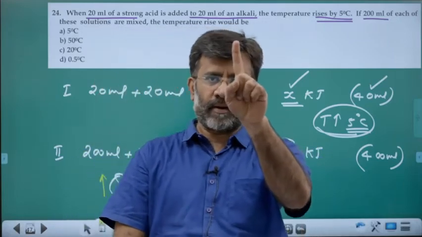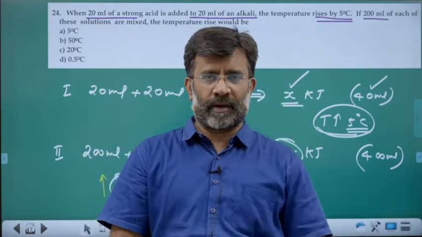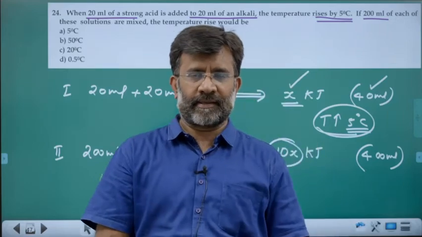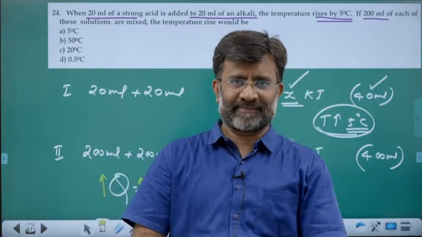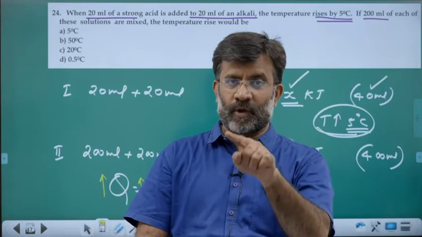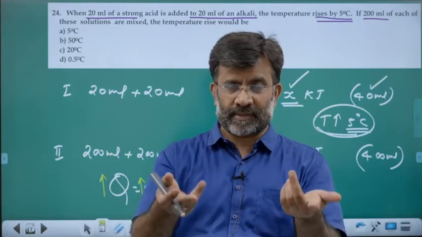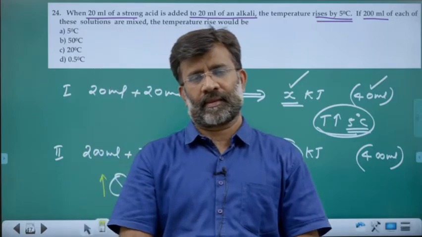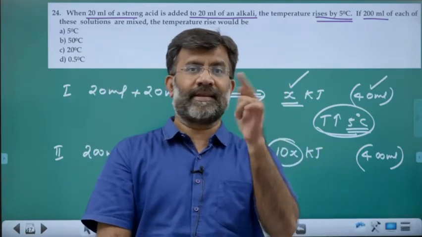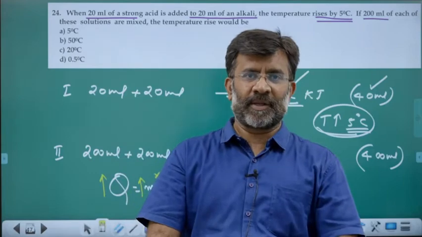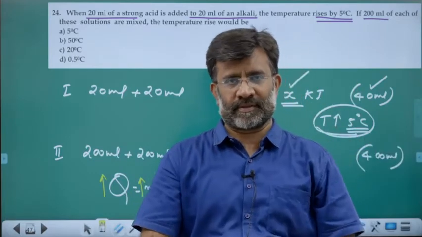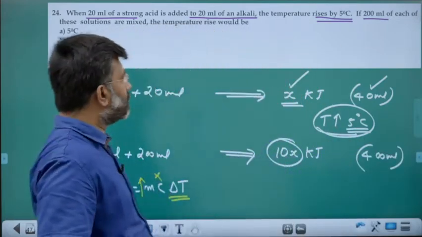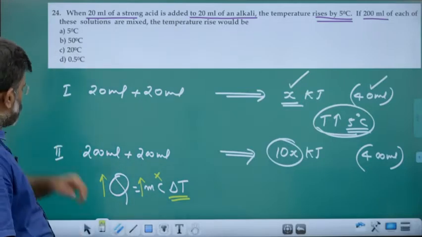So, case 1, 20 plus 20, 40 ml. Heat released x, rise in temperature 5 degrees. Second case, 200 ml, 200 ml, 10 times. The heat released is 10x. But the rise in temperature remained the same because the quantity of matter is also 10 times. Hope you understand. Yes. Excellent question. Next.